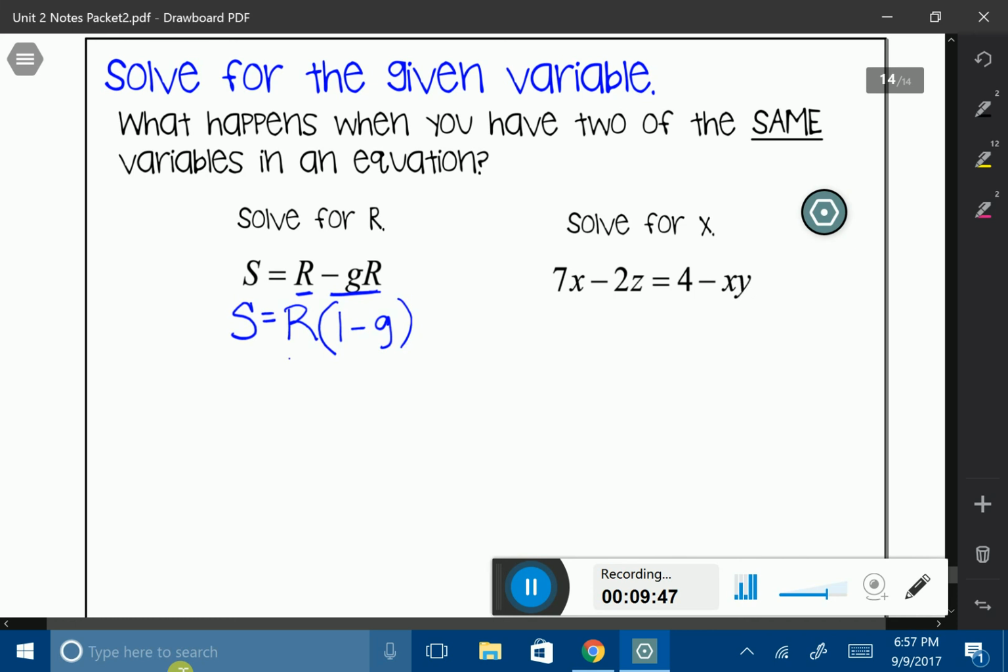So what I can do here now is I can divide both sides by 1 minus g. And watch what happens. My 1 minus g, they cancel each other out. So now my r is just equal to s over 1 minus g.